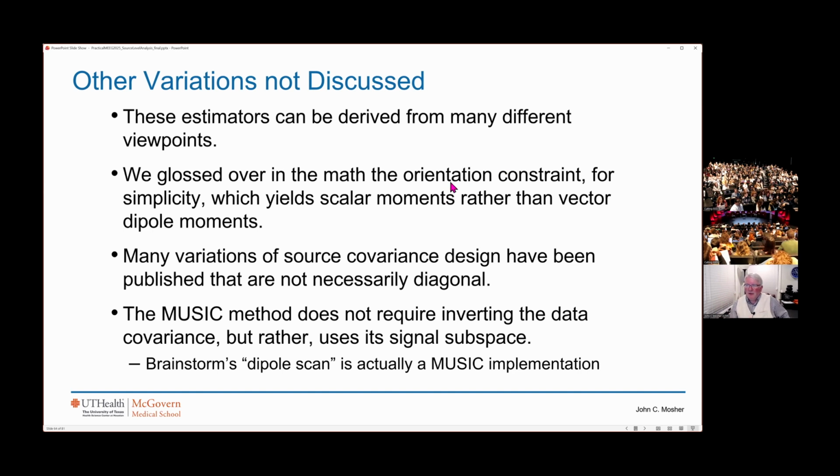I glossed over the math of the orientation constraint because it makes things simpler if you do scalar. There are variations of source covariance that are not necessarily diagonal. The original LORETA, not to be confused with sLORETA, but LORETA and, I forget all the ones, LAURA. Yeah, there's a lot of other ways you can do source covariance designs for min norms. And the MUSIC method also does not require inverting. It is a beamformer, but it doesn't require inverting the data covariance. It rather uses a signal subspace. And Brainstorm's dipole scan that you can run in there is actually a MUSIC implementation.